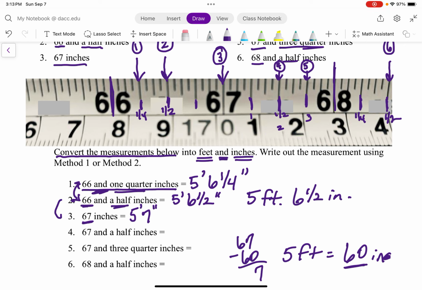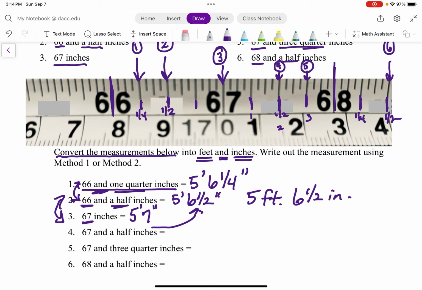Or if you compare 2 and 3, the first one is 66.5 inches, and then we have 67 inches. It's only a 1/2 an inch more than number 2. So if we add a 1/2 an inch to 6.5, that gives us 7. What do you think 67.5 inches looks like? Well, I bet you're right. So 5 foot 7, because it's very similar to up above, but now we have a half. So don't forget to add the half.